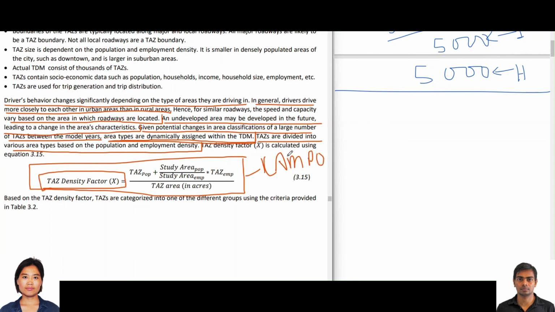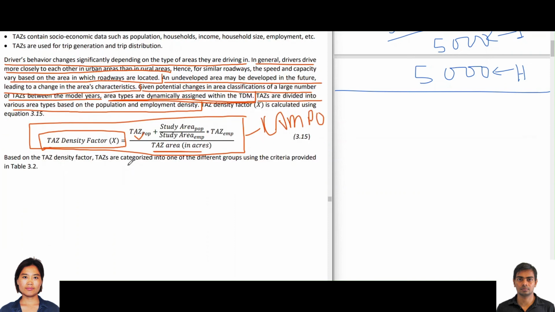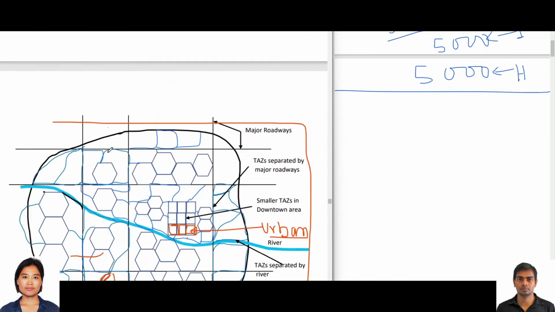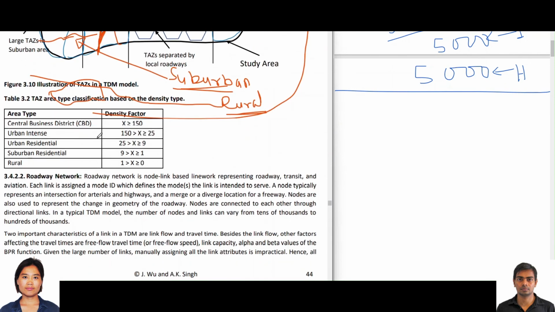Different MPOs may come up with a different equation. This is just one example of how we can combine population and employment, and then divide by the total area size to figure out the TAZ density factor, or an equivalent factor of population and employment, considering both. And then based on these factors, we can categorize the TAZs into one of the following categories.